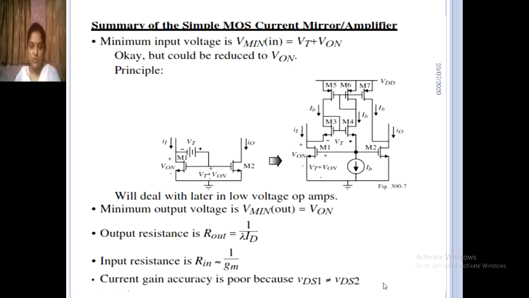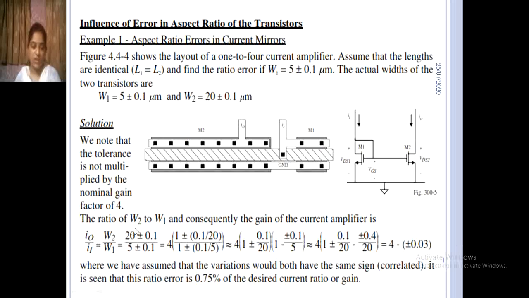Up to this point we have seen the influence of error in the aspect ratio of the transistor related to the current mirror. In this session we have seen the part on the current sink and source, and the next point is the current mirror. Up to this we have covered. Okay, thank you.